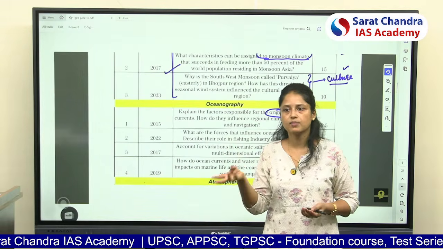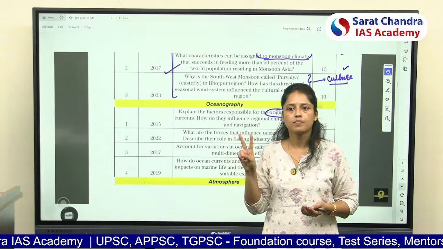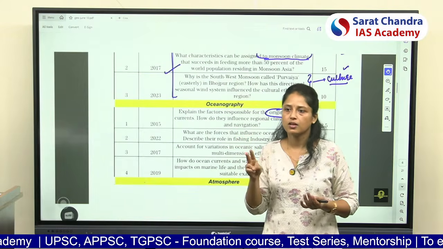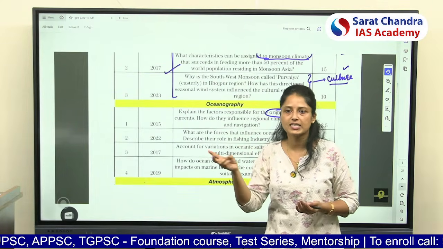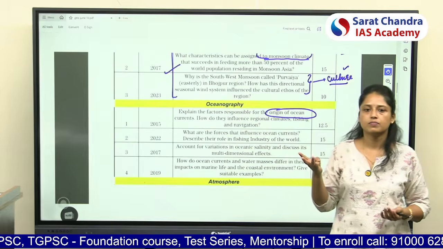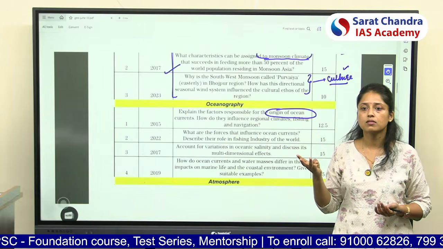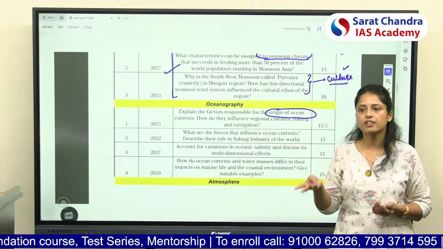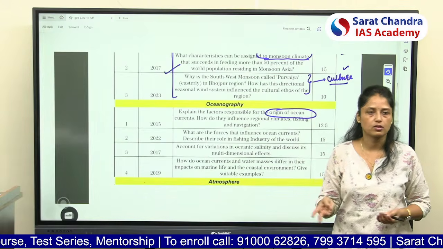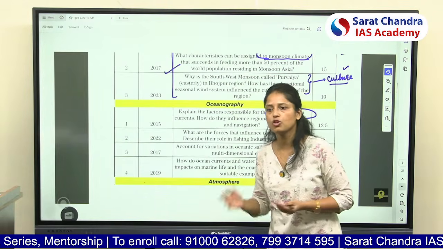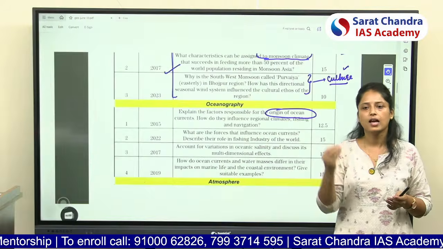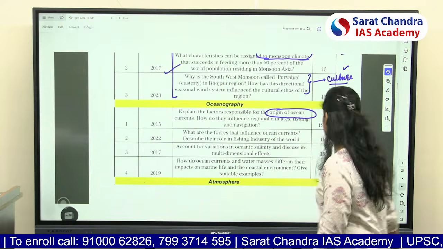Ocean currents, yes. Then characteristics of oceans, right? The distribution of salinity or density. Third topic, yes. Ocean resources. So in ocean resources, many things can come. So if you prepare ocean resources in detail, any type of question you can answer.